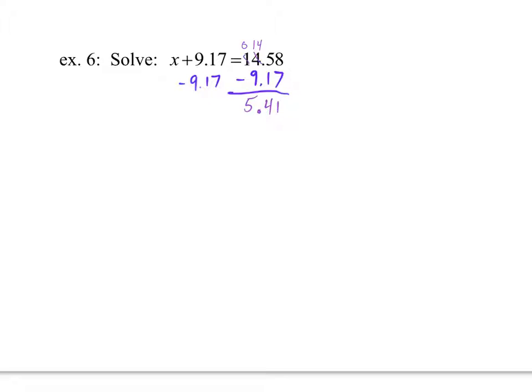And when we do that, you could look at it also like, all right, I'm copying down this equal sign, and then these both cancel out. So our final answer is x equals 5.41. Any questions?